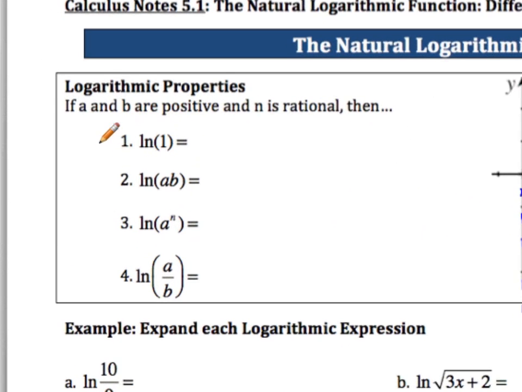So, just a review of a couple logarithmic properties before we get into differentiation. The natural log of 1 is, as I just said, 0. The natural log of a times b can be separated or expanded to be the natural log of a plus the natural log of b. Okay, and notice this can go forwards and backwards here.